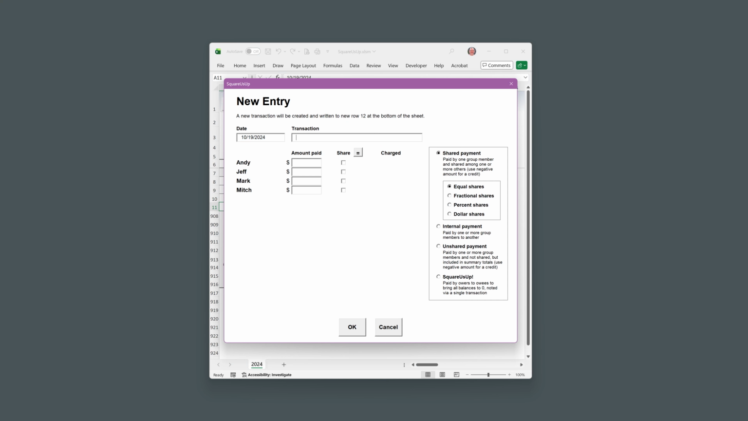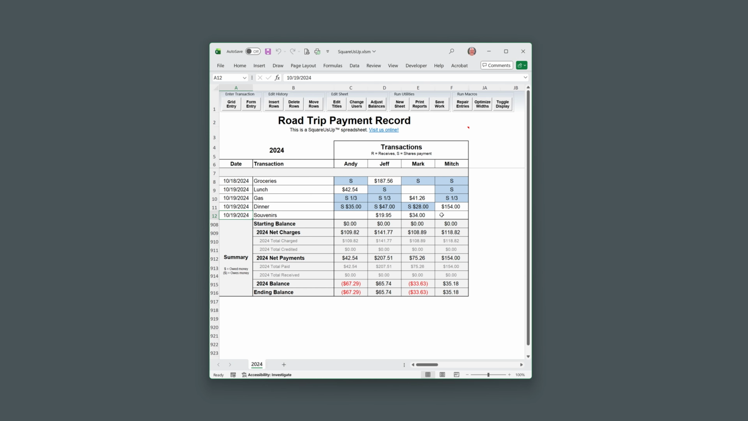Next up, Jeff and Mark decided to buy souvenirs for themselves. This is an unshared payment. They did not share the expense of these souvenirs with anyone else. They just paid for them themselves. We can see that in the spreadsheet, there are no S's, there was no sharing, and as a result, balances didn't change. So this is entirely optional to record an unshared payment, but if you do, then the totals for the sheet will include the charges and payments for all expenses, not just shared ones.